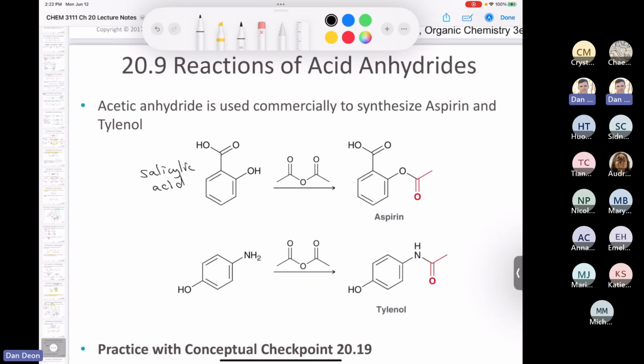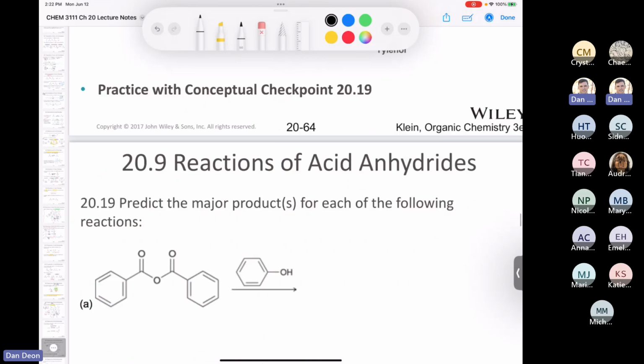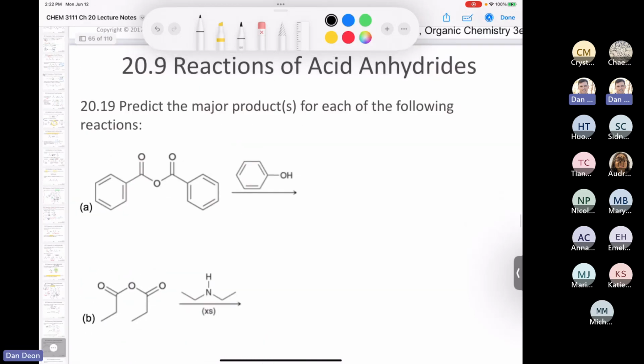There are others as well that I'm not going to go into, but that's why you need to know acetic anhydride, because it's such a common reagent, right? Acetic anhydride, very commonly used as a reagent. So with all that in mind, let's take a look at a couple of reactions here.